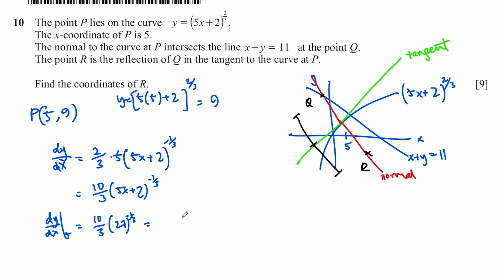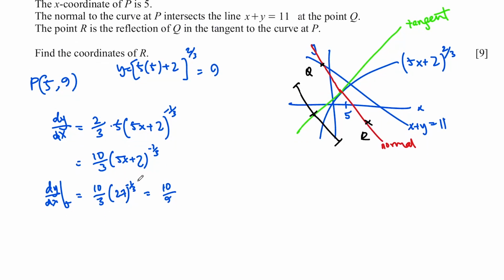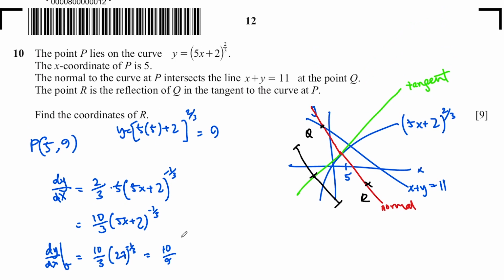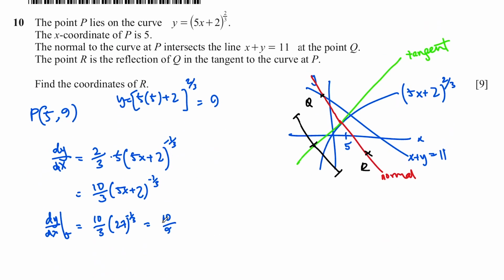That will be 10 over 9. Again, try not to use the calculator here. Try and do your mental arithmetic, because you should train yourself to have no calculator for paper 1. So this is our gradient for the tangent. For the normal line, we know that the gradient will be 1 over the gradient of the tangent, so we'll take the reciprocal and make it negative.